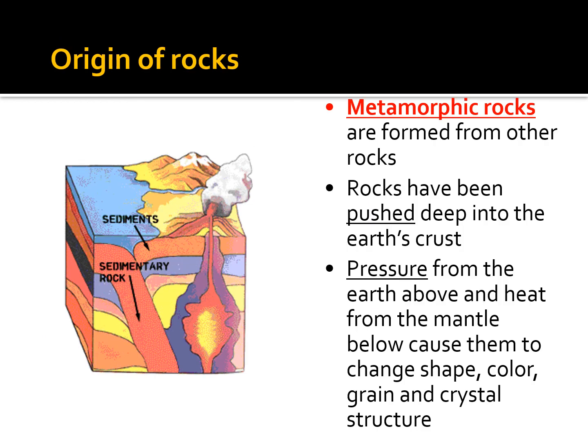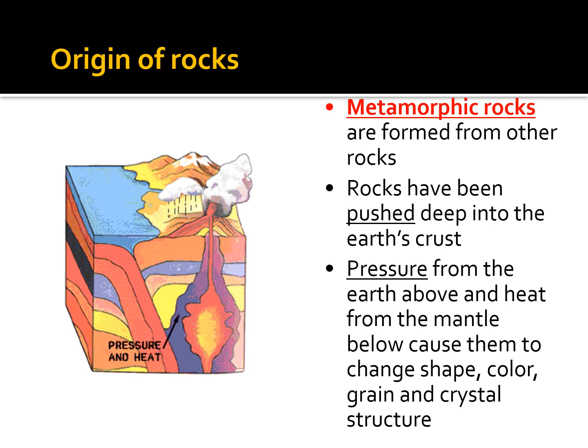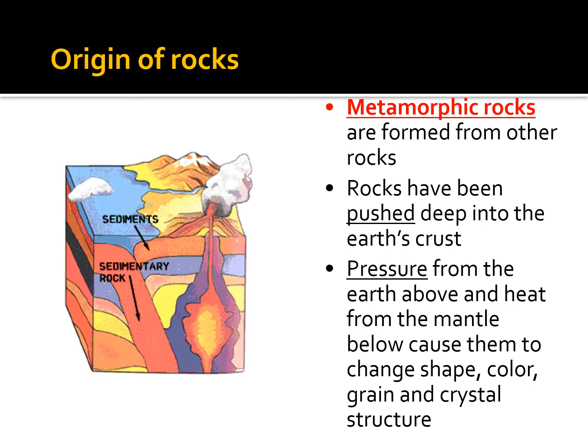Next, we have metamorphic rocks. These types of rocks are formed from other rocks. These rocks have been pushed deep into the Earth's crust. Once they are there, they're heated from the mantle below and get pressure from the Earth above. This causes them to change shape, color, grain, and crystal structure.